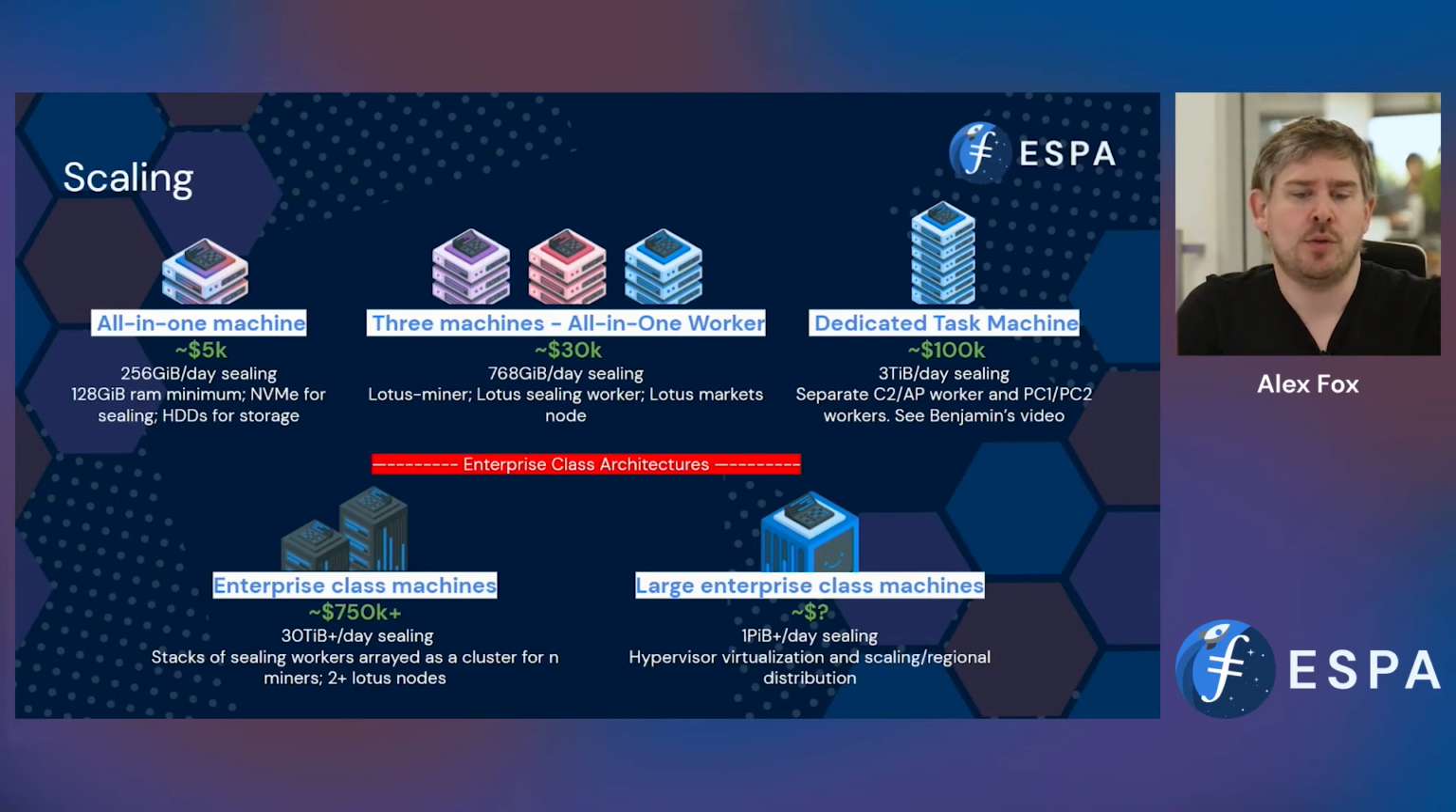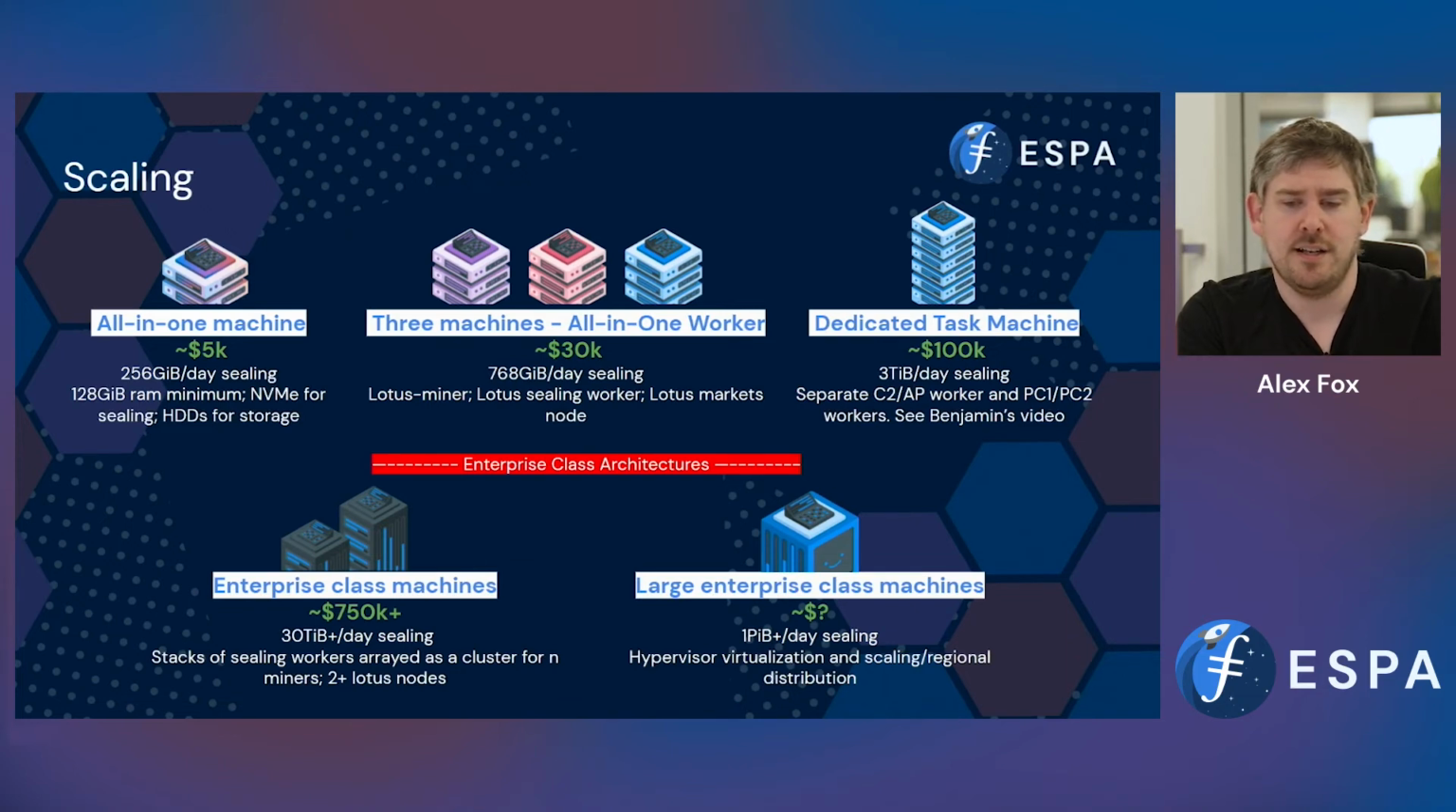If we move up to around $30,000, then we're able to split out the Lotus miner and the Lotus markets processes into their own dedicated machines and have a dedicated worker machine that's responsible for completing the sealing tasks. This can be efficient as each machine then can be sized specifically for the priorities of the storage provider, and dedicating hardware to each component provides more predictable and consistent performance for each of those components.